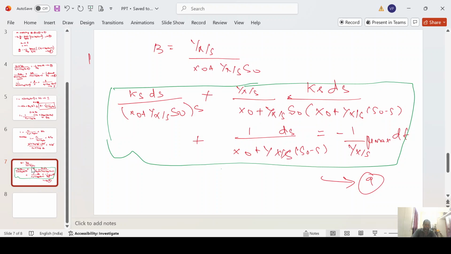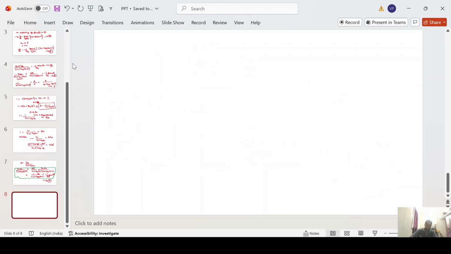So Ks 1 by s, this term, how we can write is 1 by x naught plus yx by s of s naught is going to be common. Then 1 by s ds.